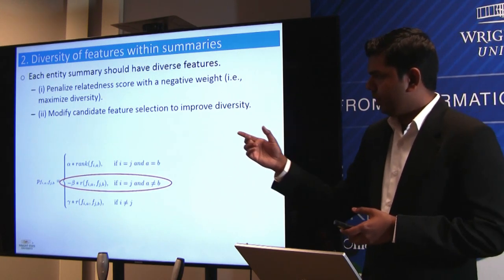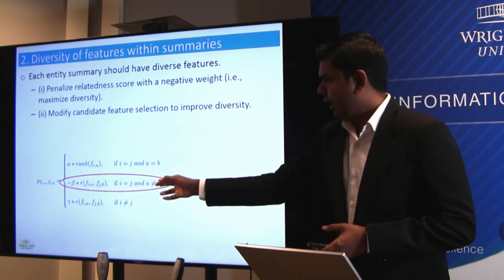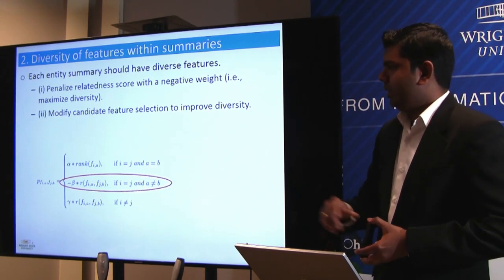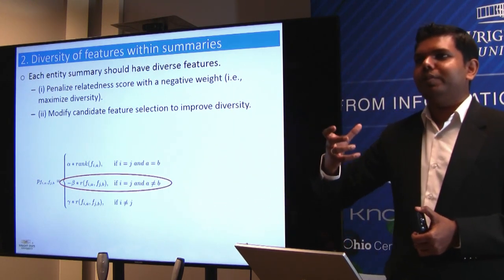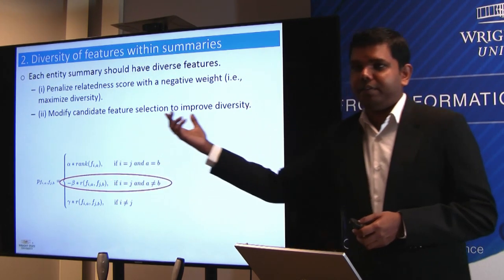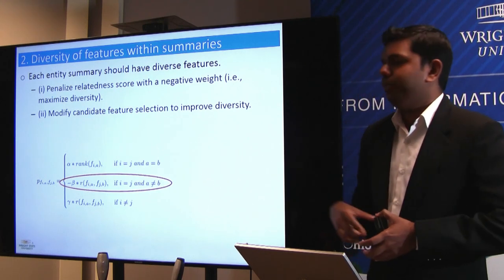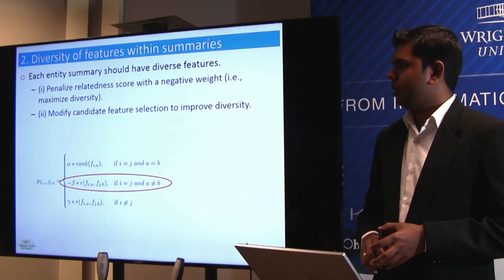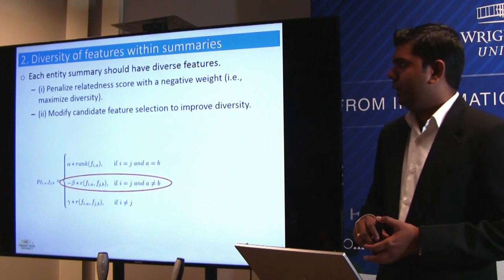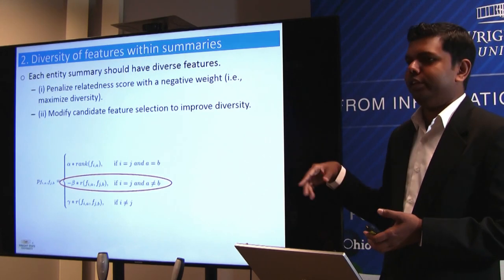For this, if features are coming from the same entity and they are different, only this processing or computation applies. That means if the features for which we compute the profit are coming from the same entity, we want them to be different. So if the features belonging to the same entity have higher relatedness, we reduce the profit by multiplying it with a negative coefficient. So it makes our profit go down if we try to select more related things within each entity summary. And also we do a modification for the optimization algorithm. We ensure that we also get input diversity, which I will explain in that part.